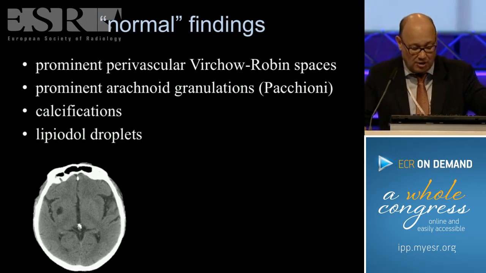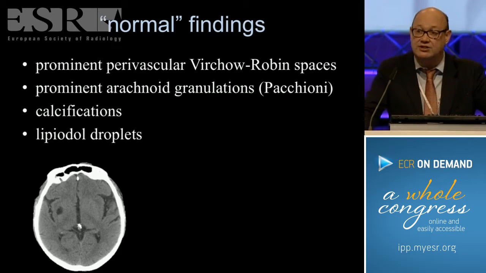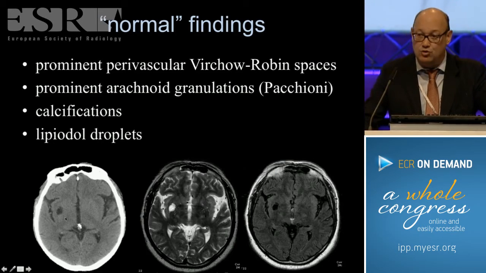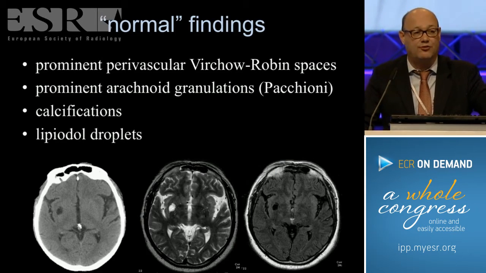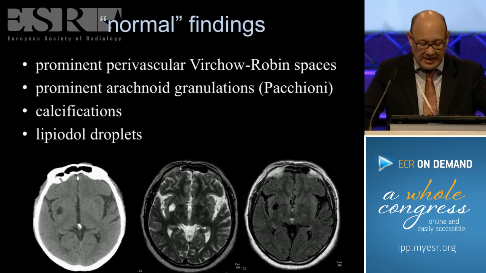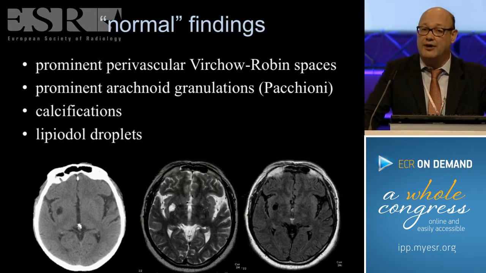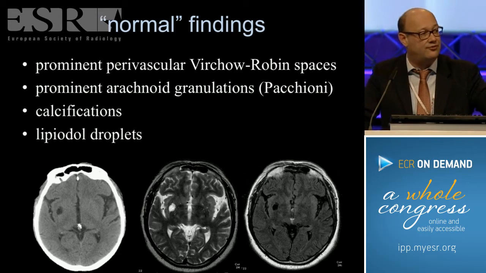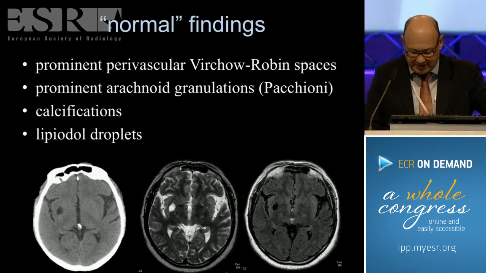This is such an example, an actual CT slice which shows a hypodense lesion over here in the basal ganglia. If you do MR, you will see it would follow the normal signal intensity of cerebrospinal fluid. So this is not an infarction, this is not a lacunar infarction, as you might have thought, but this is a normal variant. This is a giant perivascular Virchow-Robin space.